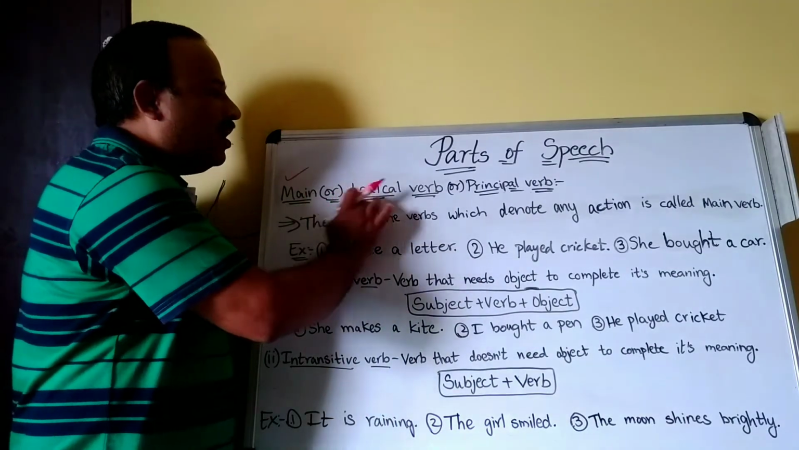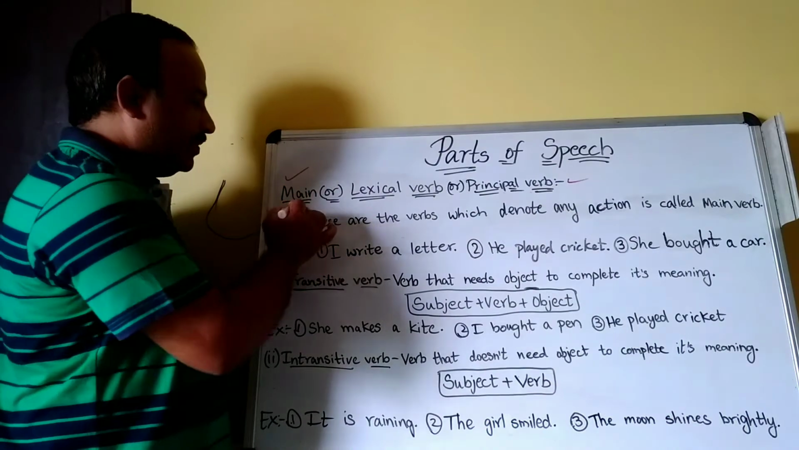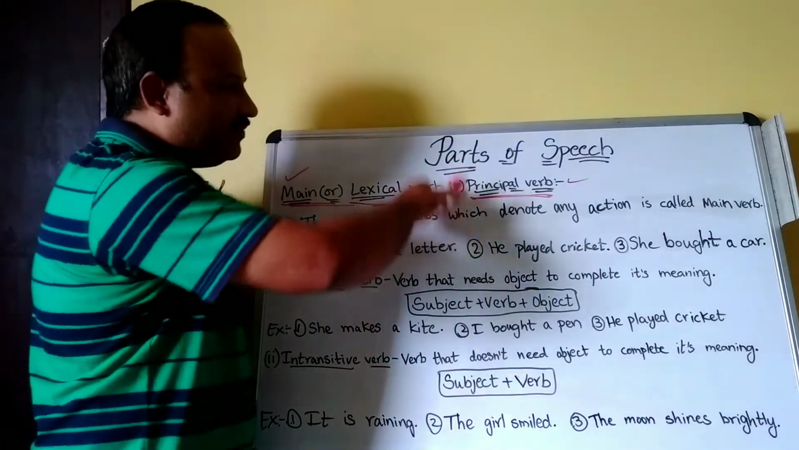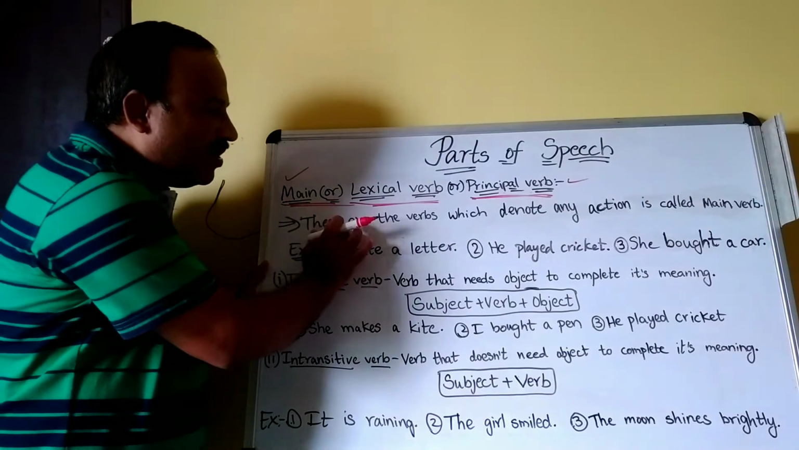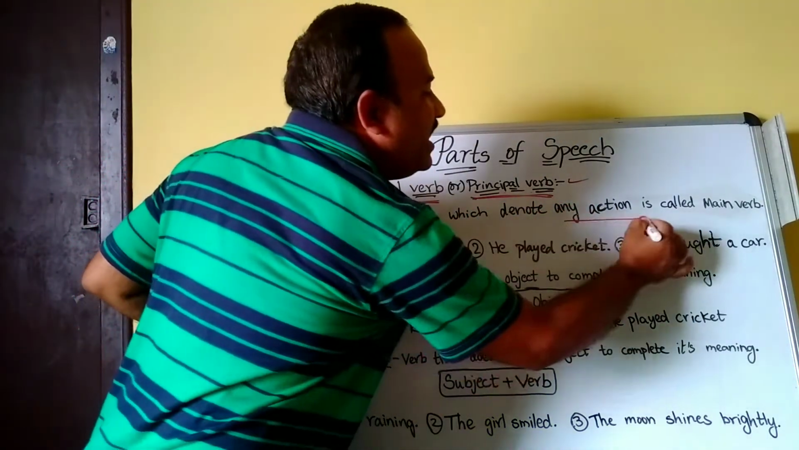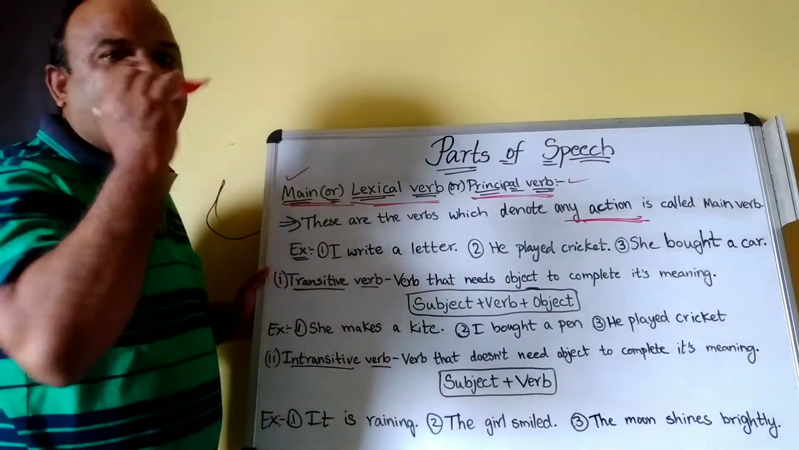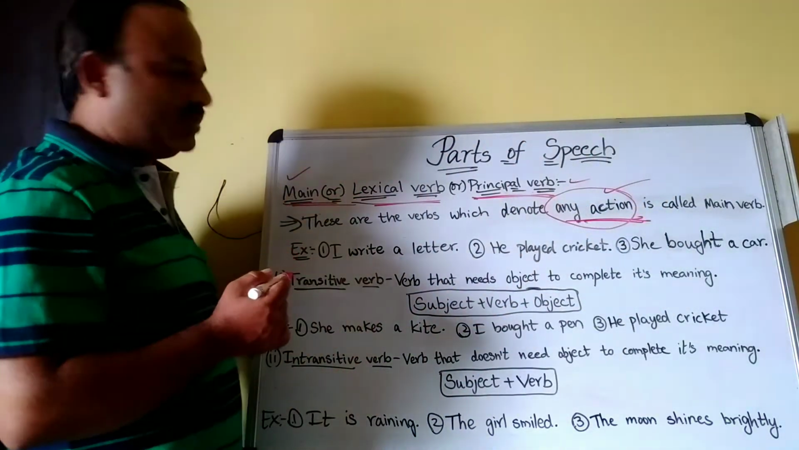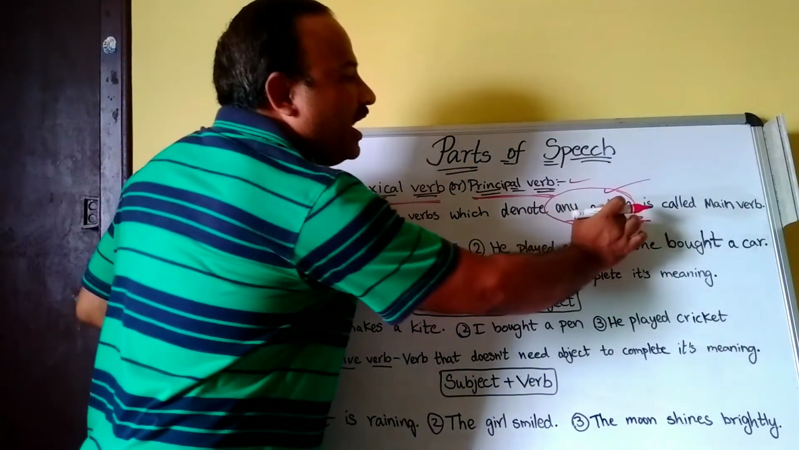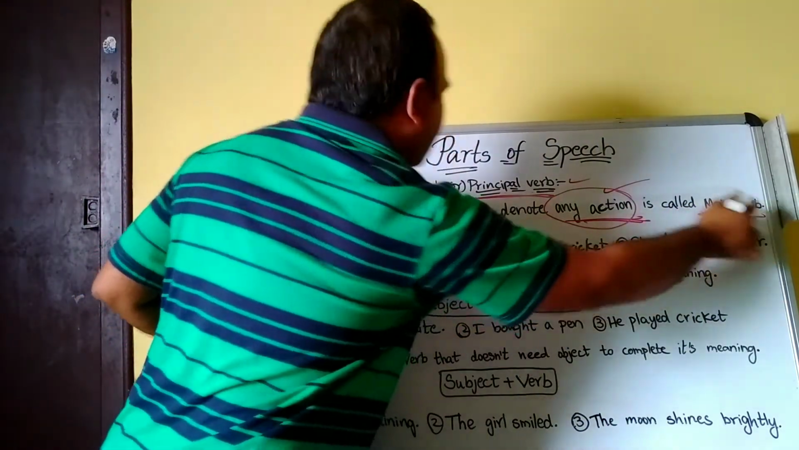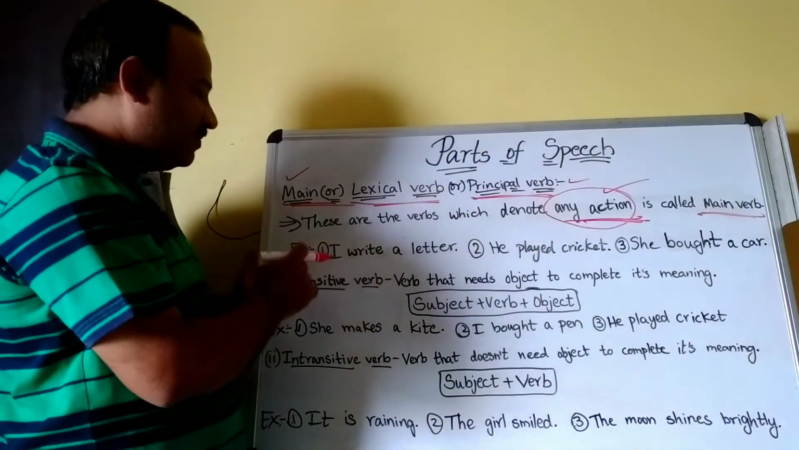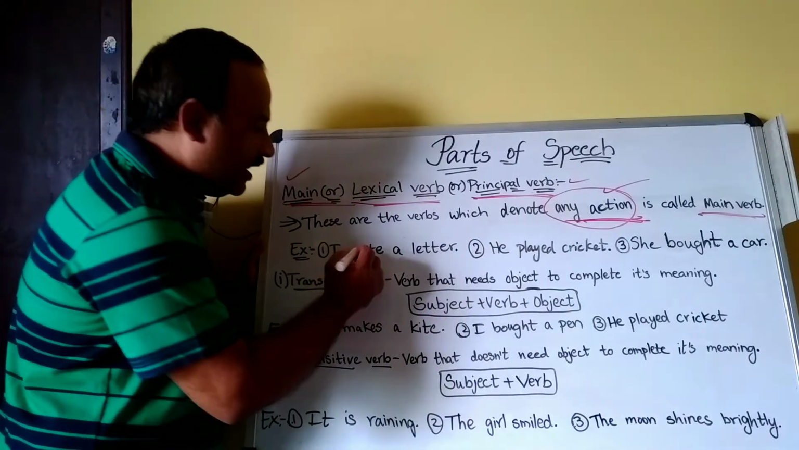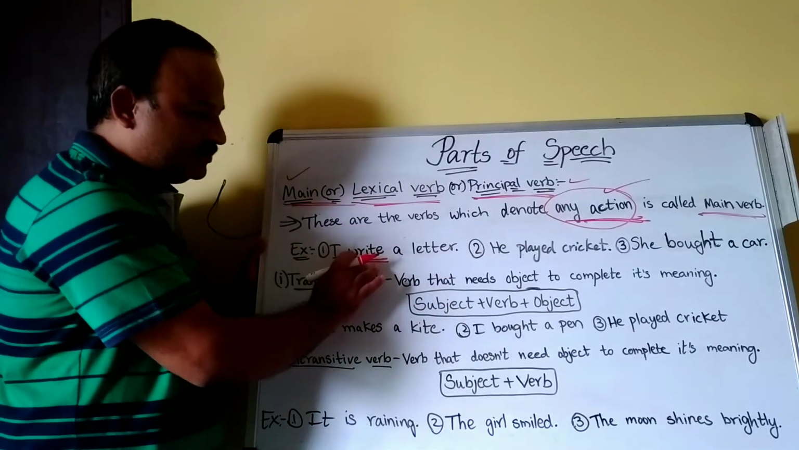Now, main verb, or lexical verb, or you can call it the principal verb. Main verb is nothing but lexical verb, is nothing but principal verb. These are the verbs which denote any action. Any action is called a main verb, or principal verb, or lexical verb. Action of the subject. For example, I write a letter. Write is a main verb. That means action.